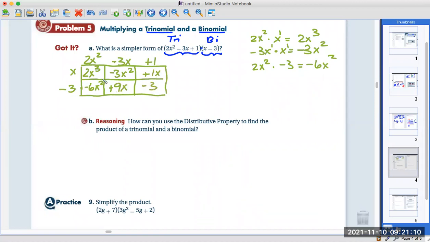So you fill in your box, look for your like terms. The 2x cubed has no partner. That's my highest power. But these diagonals usually are partners you can combine. So now we're combining like terms again. So first you multiply.